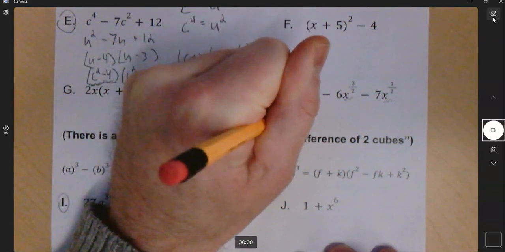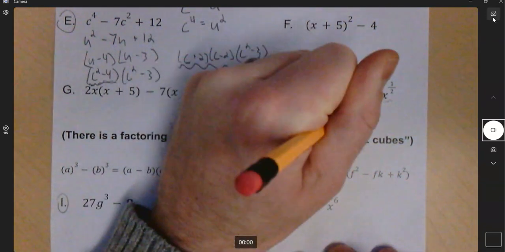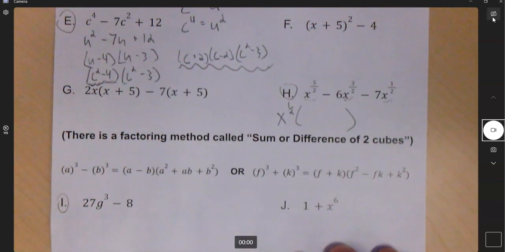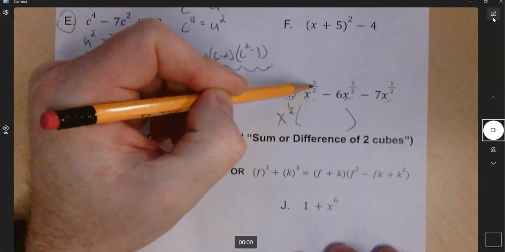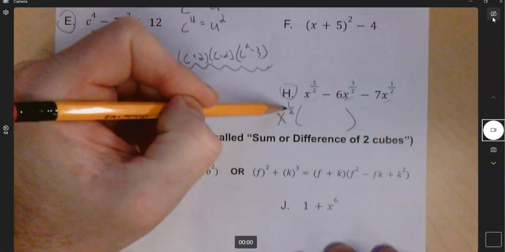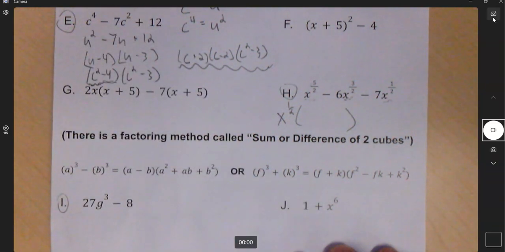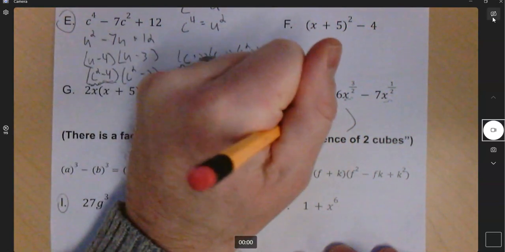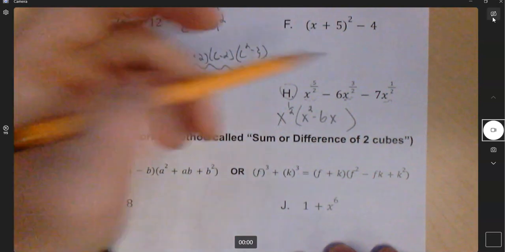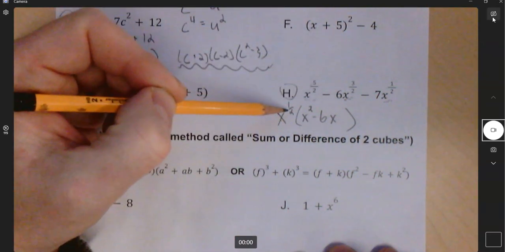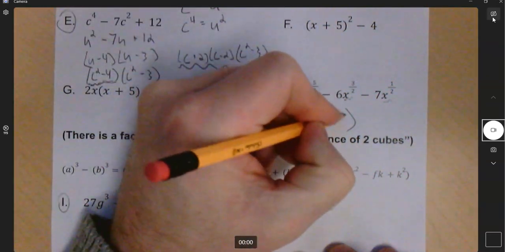So if I took an x to the 1 half power off of all of these, I'm using division. And when you divide two things, you subtract their exponents. So 5 halves minus 1 half, that's 4 halves. 4 halves, 4 over 2, that's just 2. I'd be left with an x squared minus 6x, right? 3 halves minus 1 half, 2 halves is 1, minus 7.